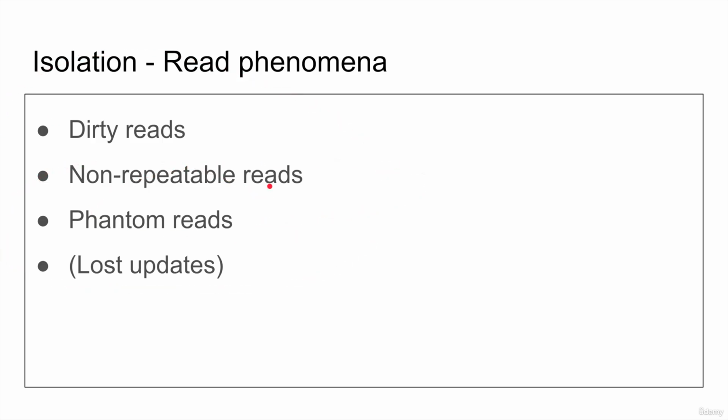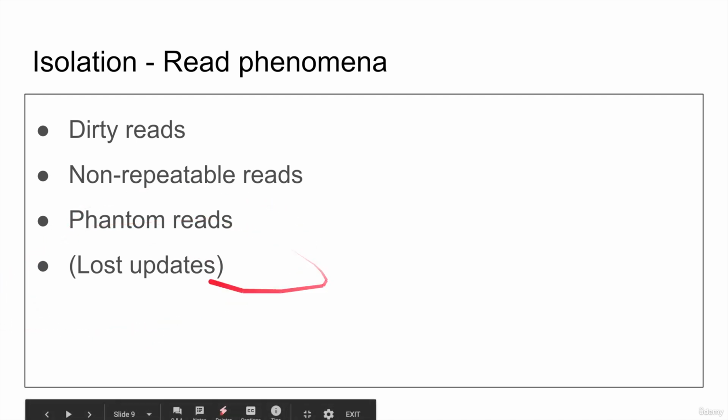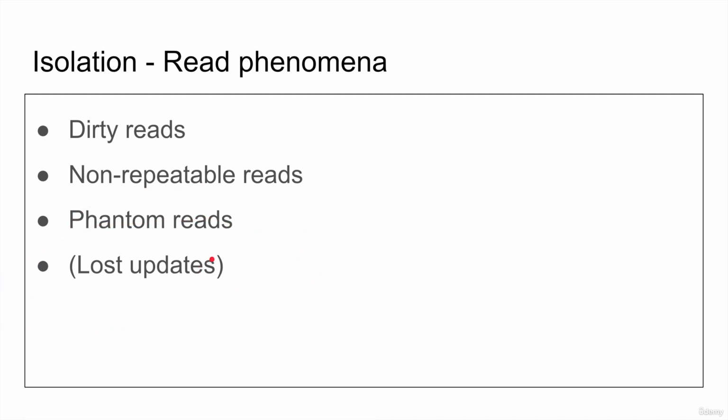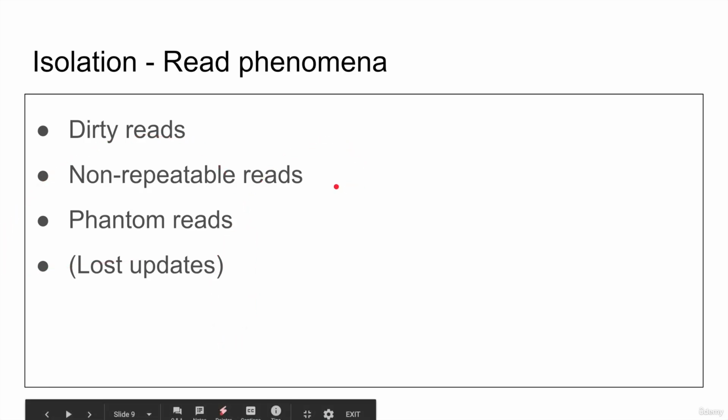Phantom reads. Another transaction inserted a new record, and I picked that up where I shouldn't have picked that up. It usually happens with range queries. Lost updates is when you started to change something, you changed the value in the transaction, and some other transaction overwrote your value before you even committed. So you're going to commit a wrong value. You just lost your update essentially. These are the 4 phenomena.